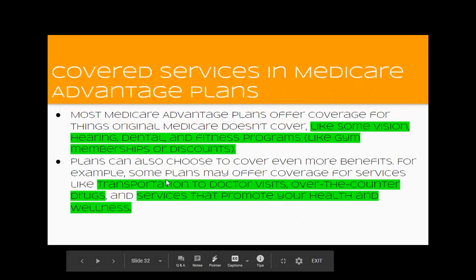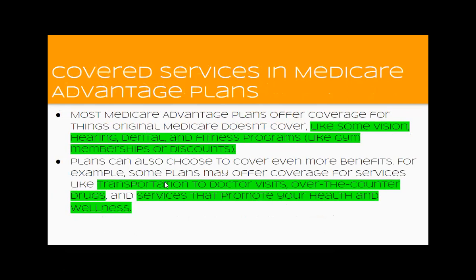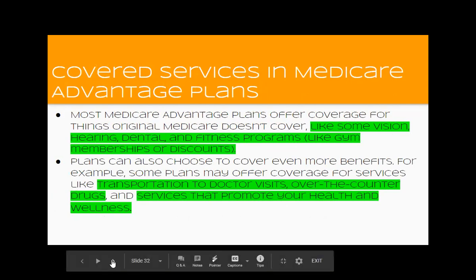Now, covered services in your Medicare Advantage plan. Most Medicare Advantage plans offer covered services that original Medicare does not cover, such as vision, hearing, dental, and fitness programs like Silver Sneakers at the gym. They also cover more things that Medicare will not, such as transportation to the doctors, over-the-counter drugs, and services that promote your health and wellness.